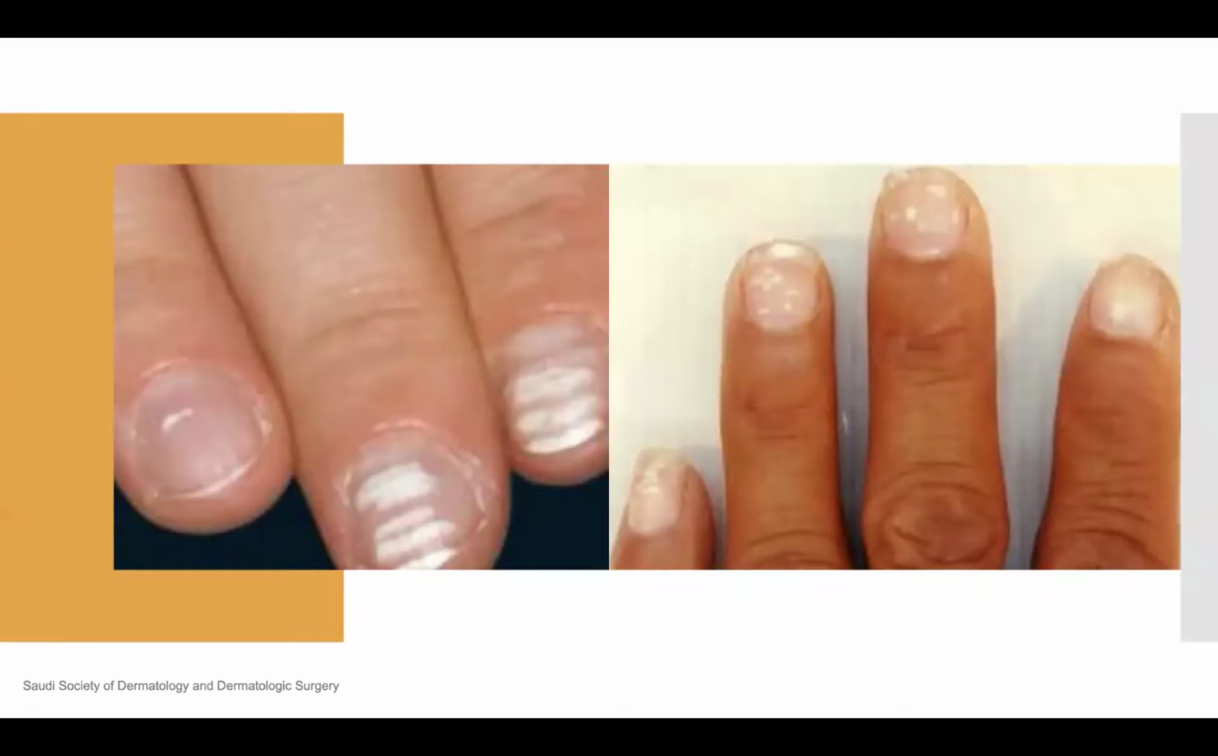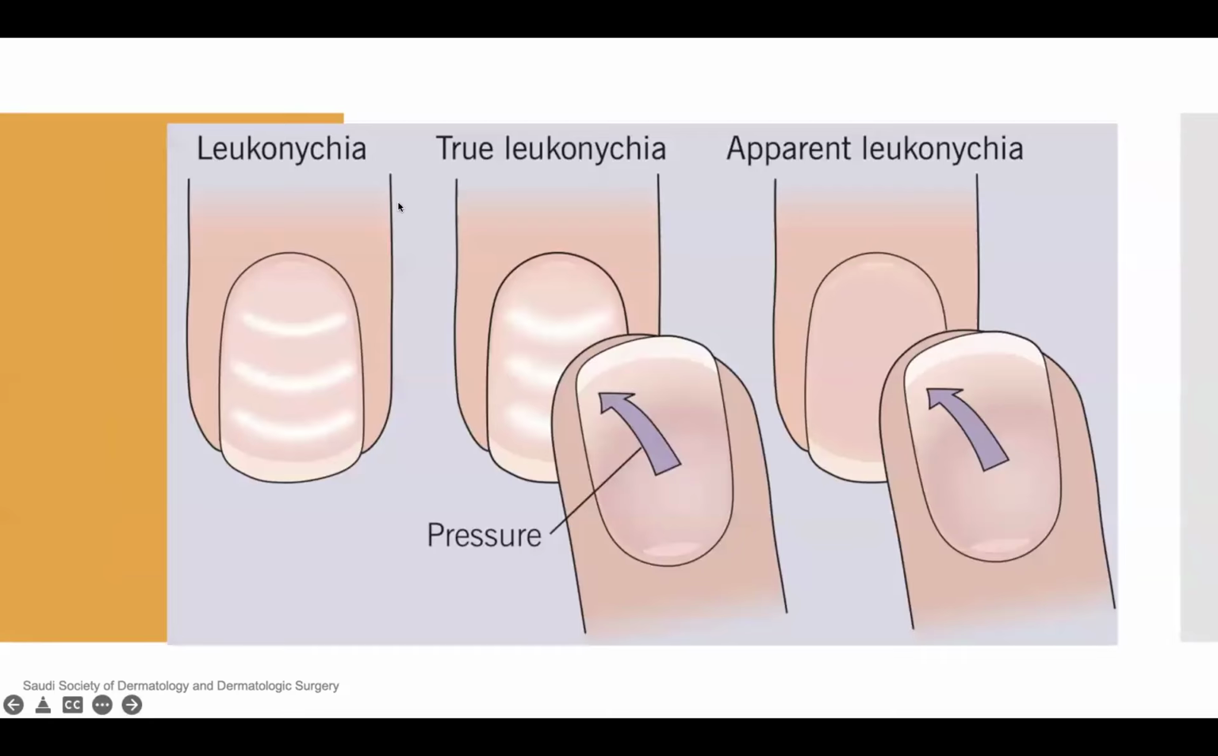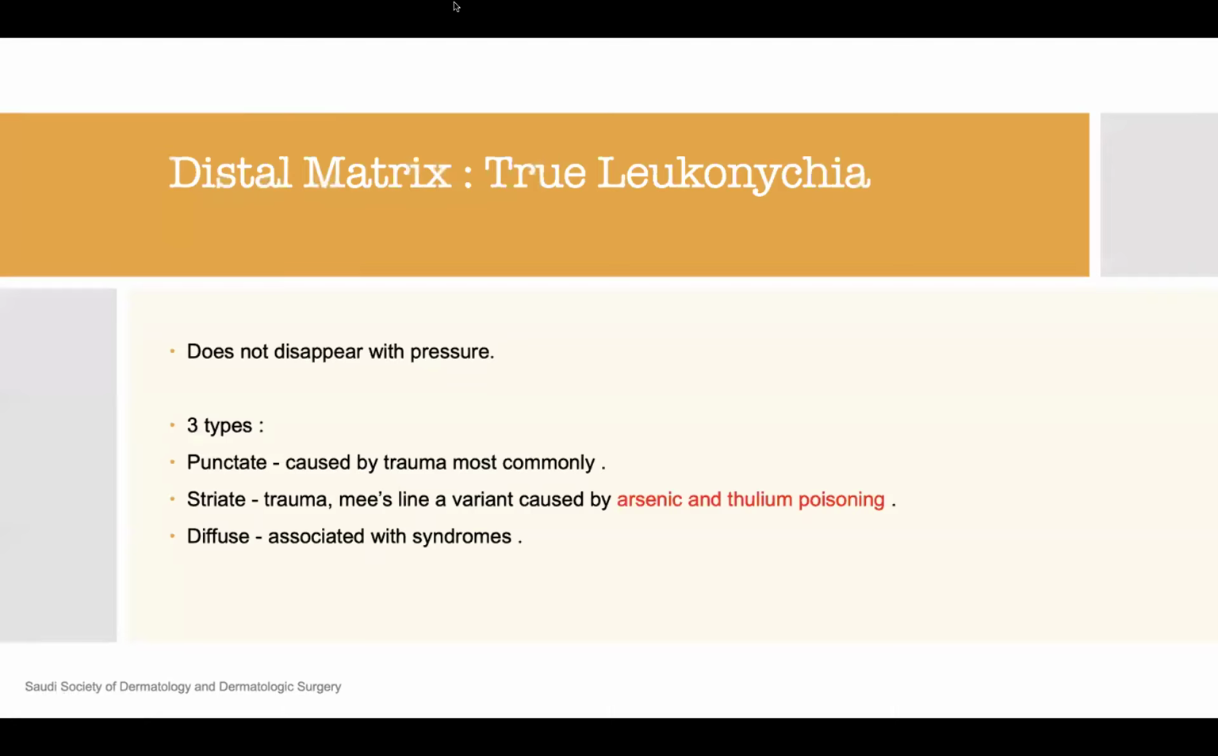Okay, so these are white lines over the fingers, known as leukonychia. We have two types of leukonychia, true leukonychia and apparent leukonychia. True leukonychia is different from apparent leukonychia, as the origin of the disorder is different. True leukonychia is related to distal matrix disorder, while apparent leukonychia is related to nail bed disorder.